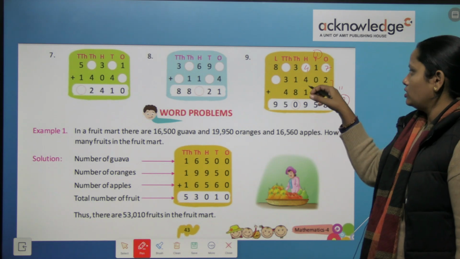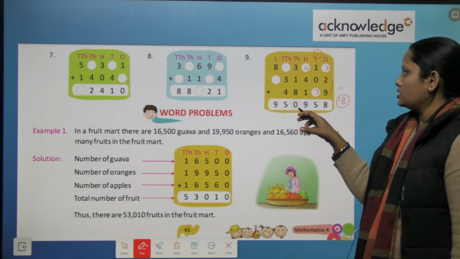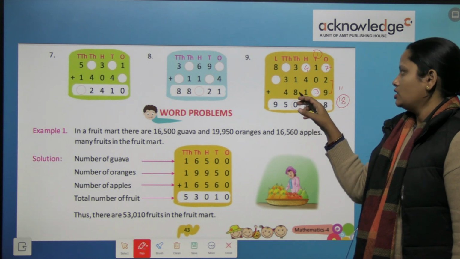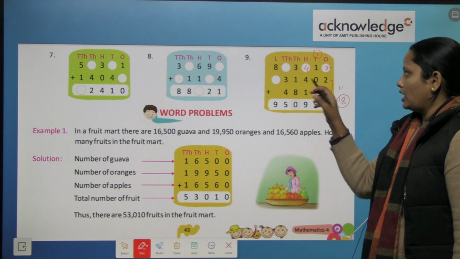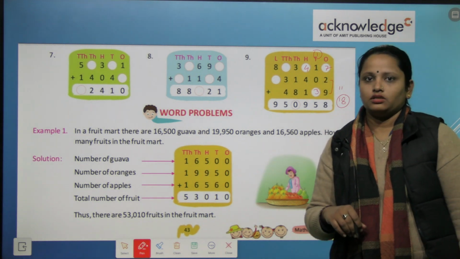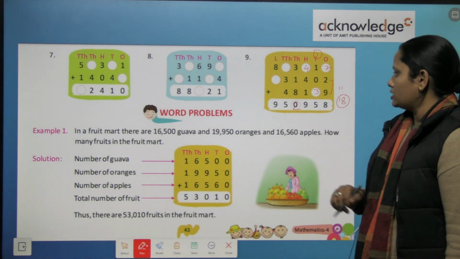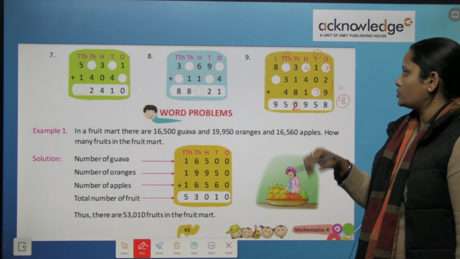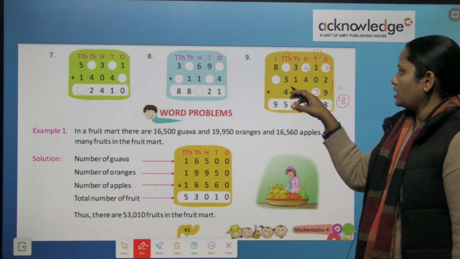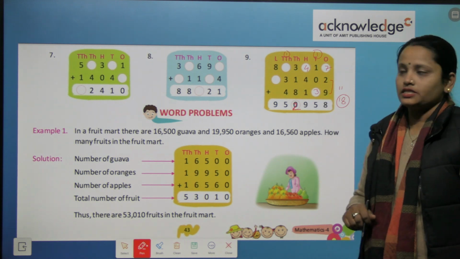4 plus 4 is 8 and 8 plus 1 is 9. This 0 is already written. So 8 plus 1 is 9 and 9 plus 3 is 12. So here we have to write 12. Next, here it is misprinted, you have to write here 12. Next, 3 plus 4 is 7 and 7 plus 1 is 8.